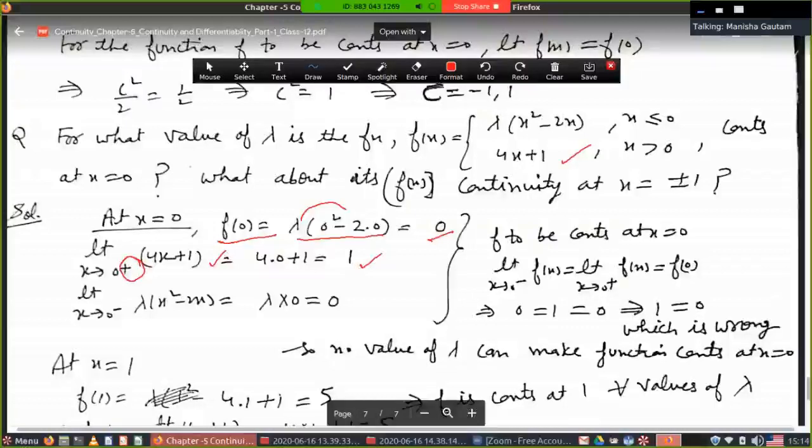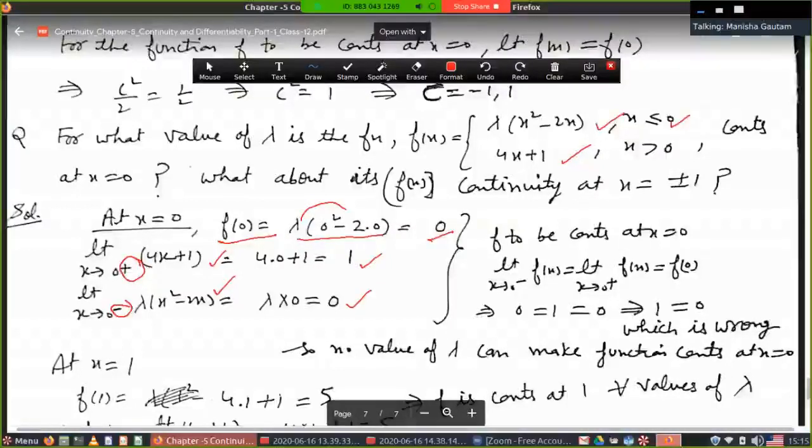For the left hand limit, this is the left hand limit sign, 0 negative. Then you have to take the function given to you when x is less than 0, that is y equals lambda times of x square minus 2x. Now put the value of x as 0 in this function. You are getting lambda into 0, which again is equal to 0.